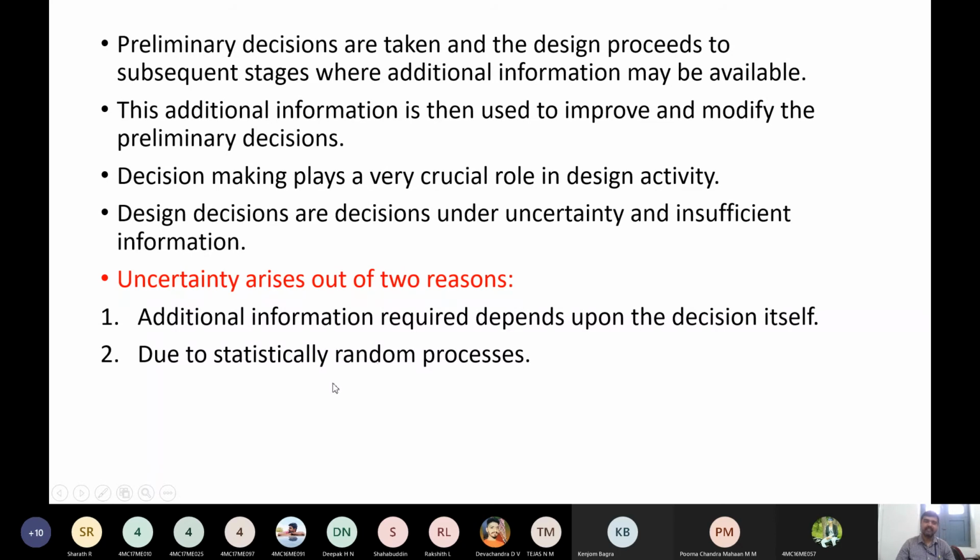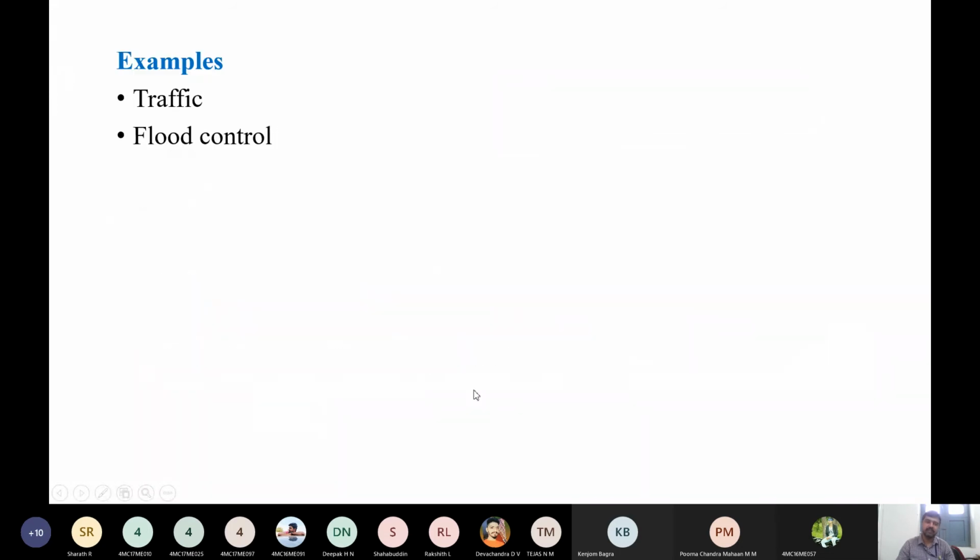So for example, you can consider problems related to traffic. That is one of the examples of a statistically random process. So traffic control or flood control. Now consider the traffic on the Bangalore and Mangalore highway. If you consider 7 days in a week, when will traffic on the Bangalore and Mangalore highway be more? Weekend. And it will start from Friday evening to Monday morning.